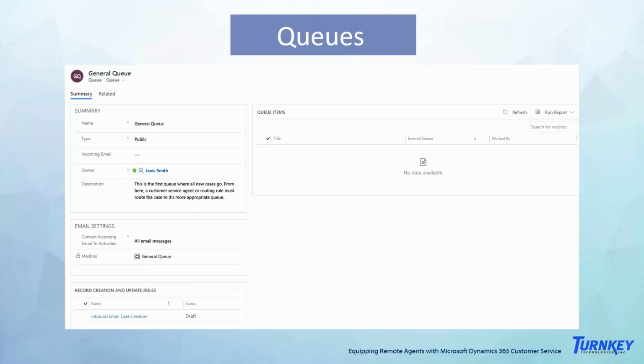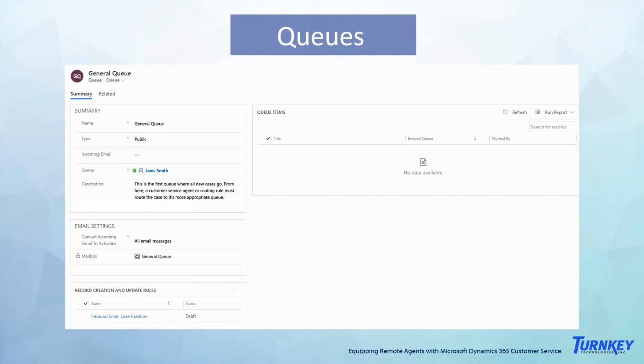So as I just mentioned, queues are essentially a bucket to hold cases. You can have queues for various departments or specialist areas for your service teams for cases to be routed to. So for example, that could be broken down by products or departments or different service needs where specialists might reside.